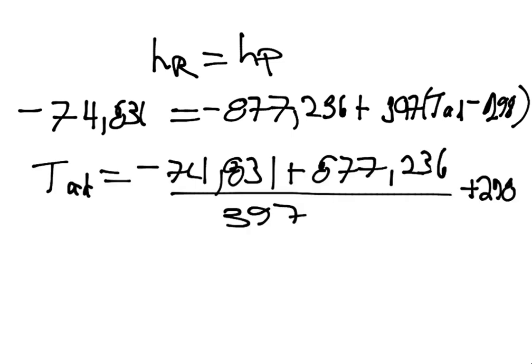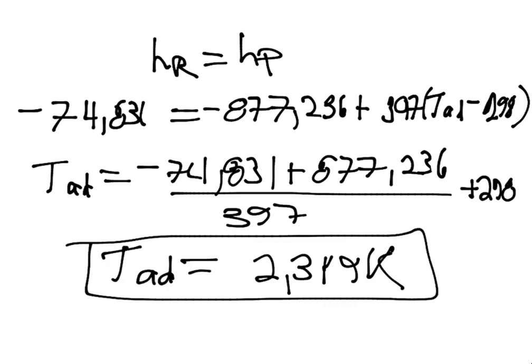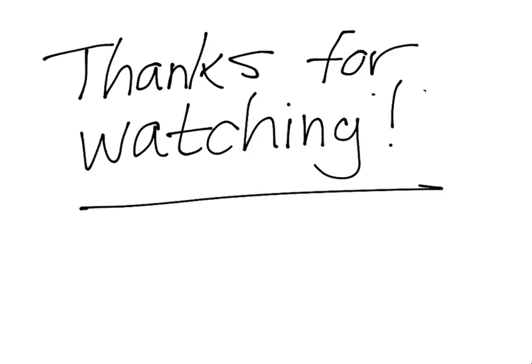And if we move everything to one side to get T adiabatic on its own, we're going to get negative 74,831 plus 877,236 all over 397, and then we're going to add our 298. And this is going to give us T adiabatic of 2319 Kelvin. And that concludes our problem.